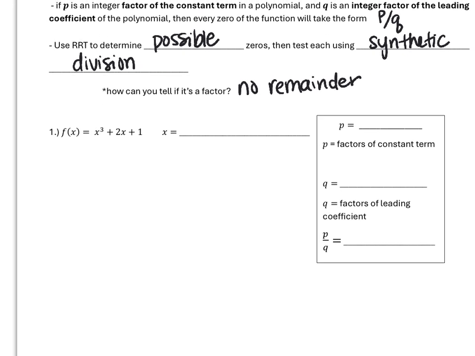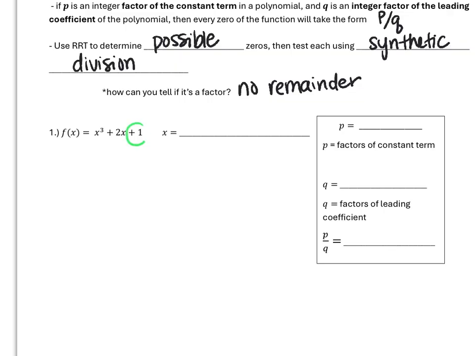So for example, this is the example that we were just doing. We said p is going to be the factors of the constant, so the possible integer factors of 1 are plus and minus 1. And then the possible integer factors of q, which is the factors of our leading coefficient, would also be plus or minus 1. So the possible rational roots, if we have any, are plus or minus p over q, 1 over 1, which is just plus or minus 1. Like I said, these are possible rational roots. It doesn't mean they always work, but we're going to test it.